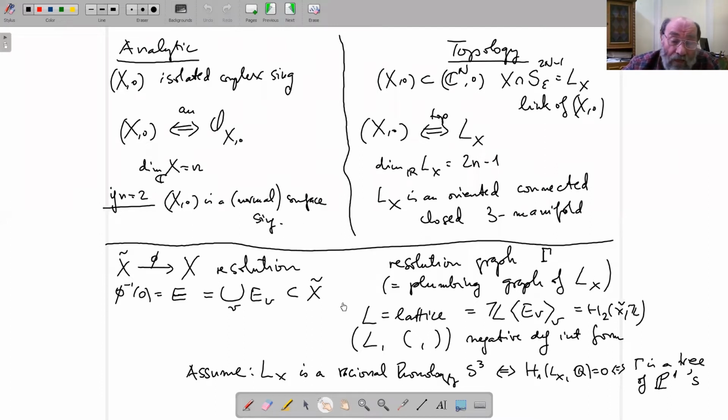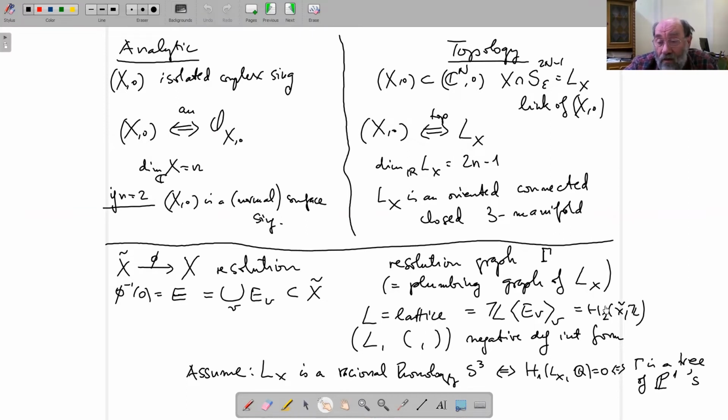So let's see some technical notation. Everybody knows what the resolution is. I consider a good resolution. I consider the exceptional curve, and that is the irreducible decomposition of the exceptional curve. The E_v are the irreducible exceptional curves, and X tilde is the resolution. Combinatorially, they are described or codified in the resolution graph, or I can consider also just the lattice.